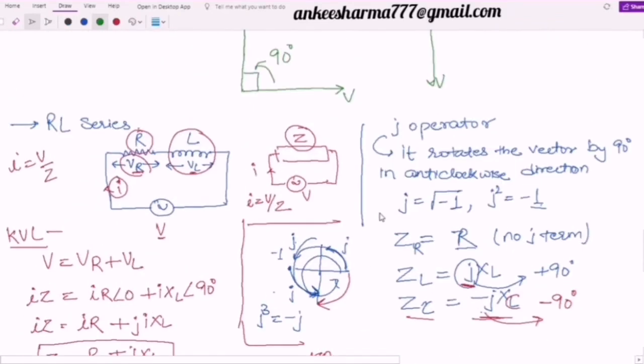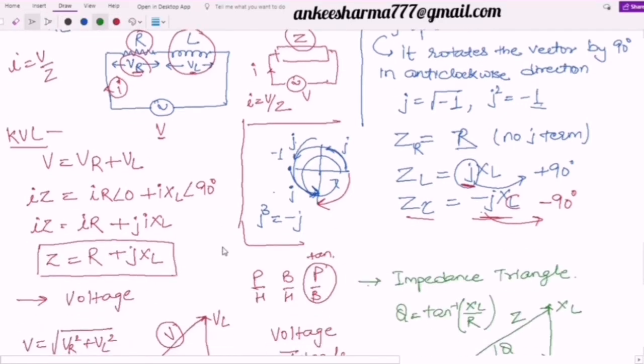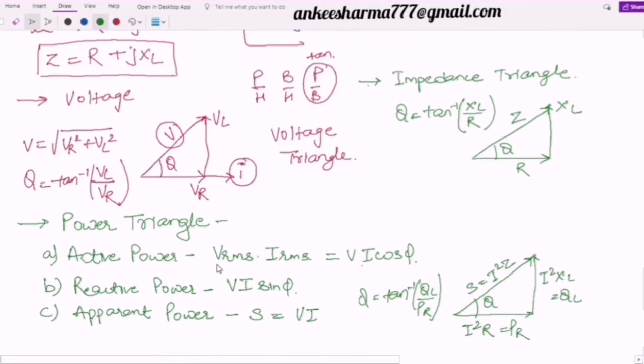We have just seen that with the introduction of more than one impedance, that is resistor and inductor, there is a change of the phase angle between the voltage and the current. The higher the value of the resistance, the more it will be towards zero. The higher the value of the inductance or XL, the more it will be towards 90 degrees. We can represent different triangles also. These are all the phasor diagrams.